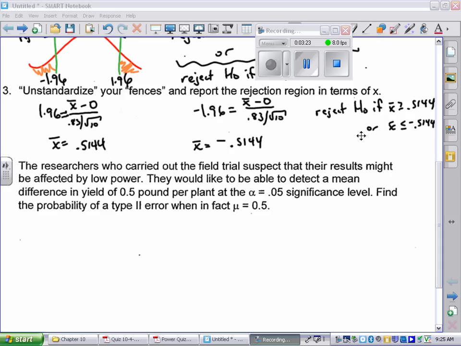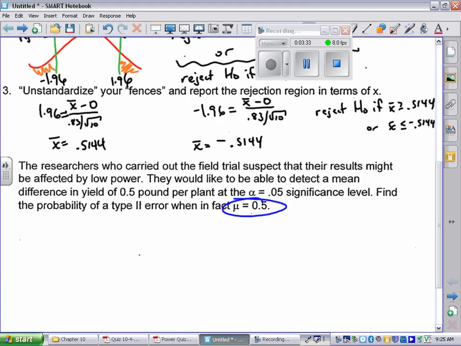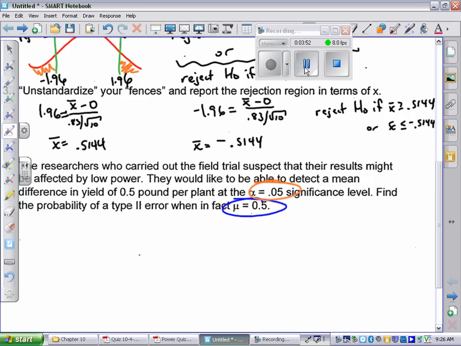So then on number 4, it says the researchers who carried out the field trials suspect their results might be affected by low power. We want to be able to detect a difference like 0.5. So that's the new true blue mu. And this alpha level that they gave me, thankfully, it's the same one they're talking about before, so I don't have to change anything. So now I'm going to draw the picture, and this is where I get two normal curves on the same graph.